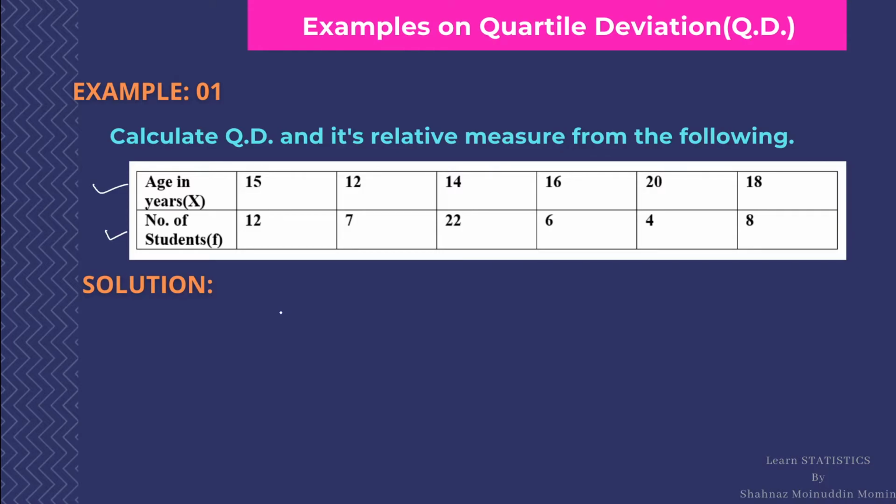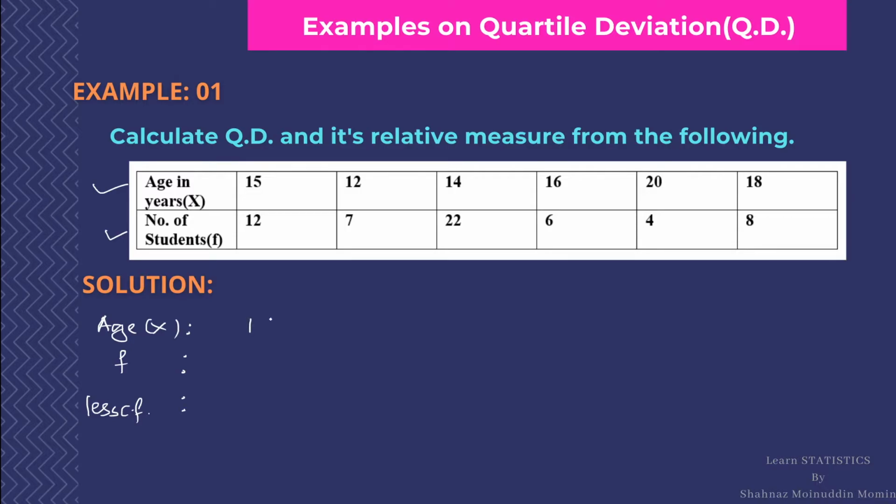In this case, we have to obtain cumulative frequency to calculate the first and third quartile. So let us prepare a table of cumulative frequency. Let me write age X and frequency F. These are the two columns. And next is less than cumulative frequency. Less than cumulative frequency is obtained by adding from the top of the frequencies.